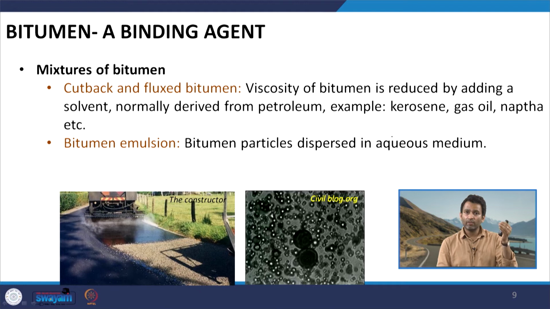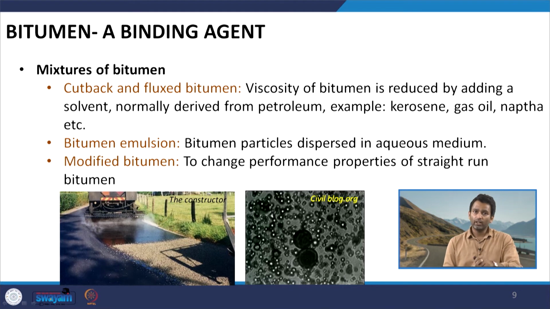So, these emulsifiers coat the surface of the bitumen, provide a charge to the bitumen particle, and these bitumen particles are kept homogeneously dispersed in the aqueous medium. Bitumen emulsion is also used mostly as a spray application and is also used for the production of emulsified bituminous mixtures. We also have modified bitumen.